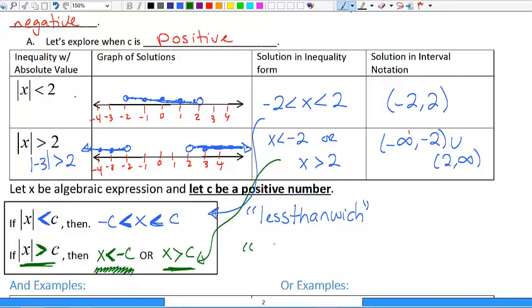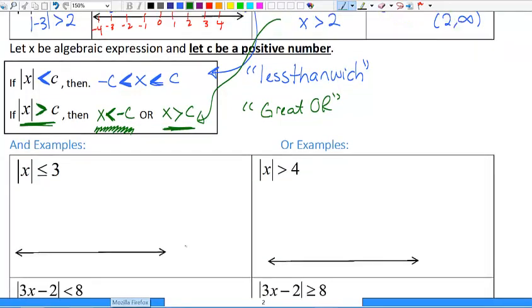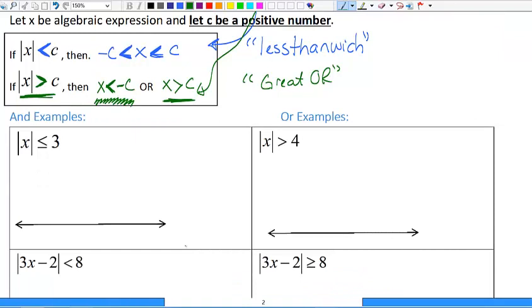So I use this phrase called "greater problems." If you ever see the greater symbol, you know you're going to have an OR problem and you're going to split it up into two inequalities. But you are going to have to memorize this. Again, this only works if c is positive. So let's do some examples.